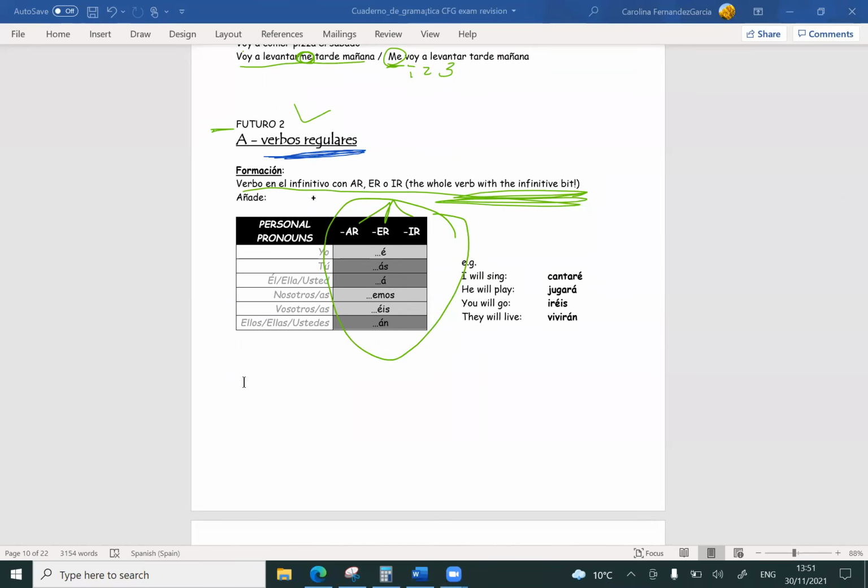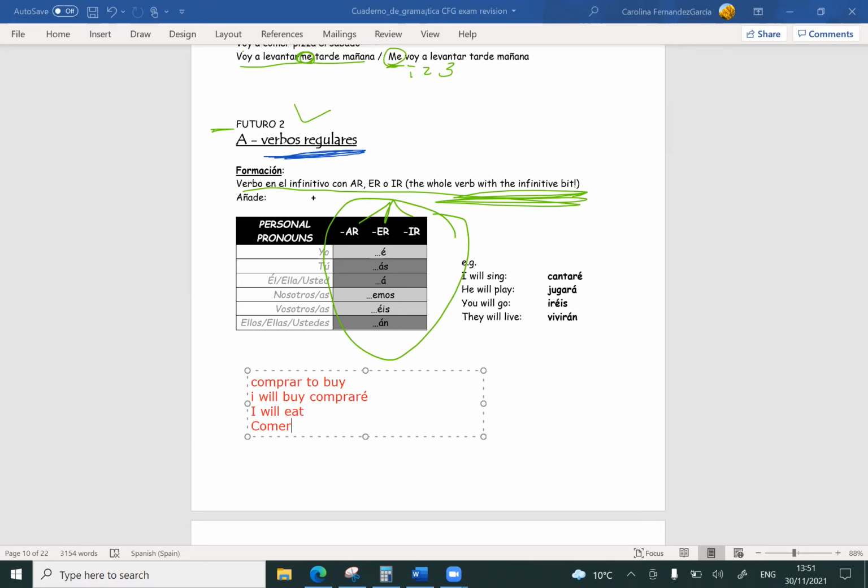So now let's take a verb like comprar, to buy. And I want to say, I will buy a t-shirt next weekend. So the verb comprar, I don't get rid of the AR and I add the ending: compraré. I will buy.